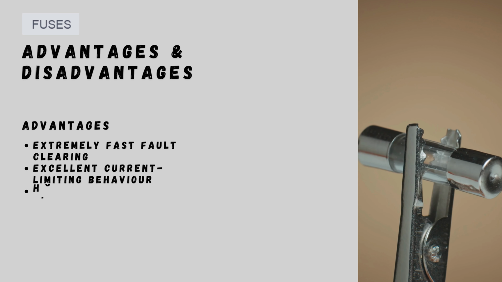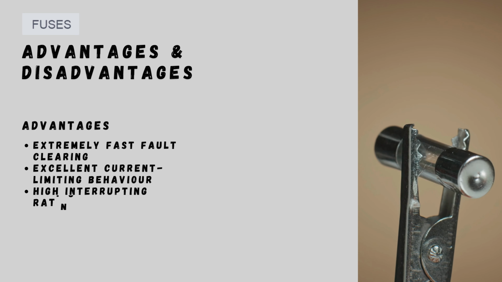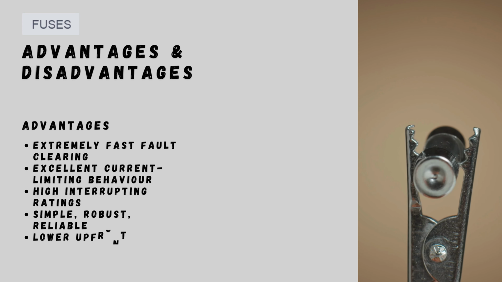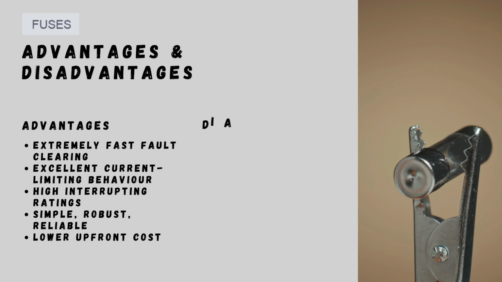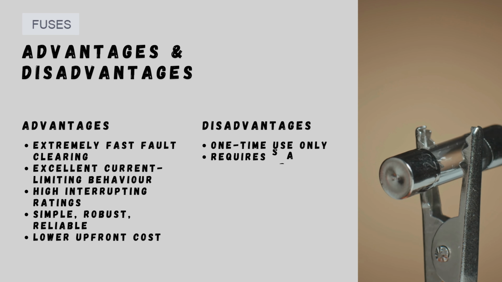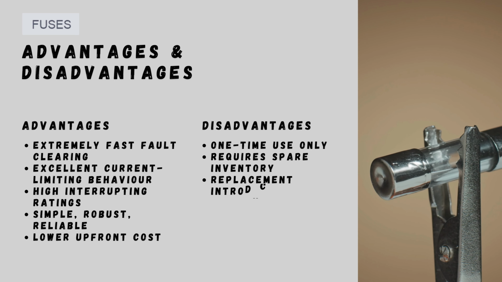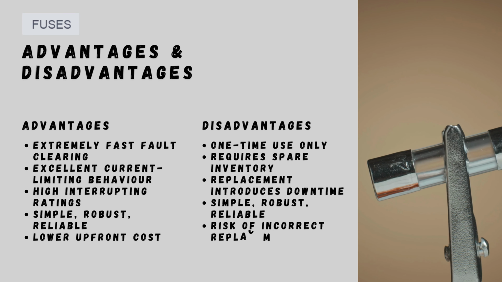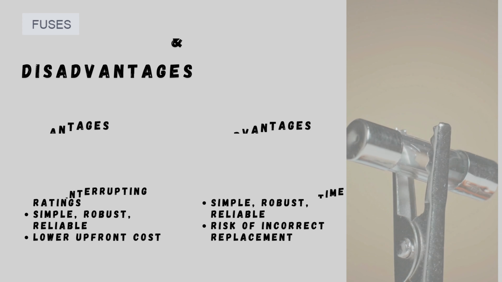Industrial fuses have several advantages. They provide extremely fast fault clearing, excellent current-limiting behavior, high interrupting ratings, and are simple, robust, and reliable. They also have a lower upfront cost. However, fuses are one-time use, require spare inventory, replacement introduces downtime, and there is a risk of incorrect fuse replacement.